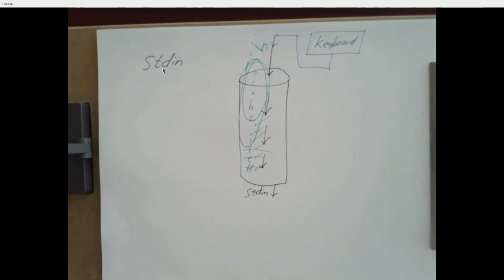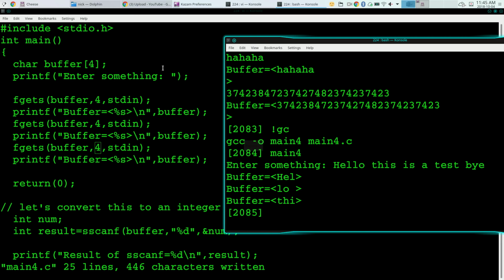So if we type this big long string, right, that doesn't fit in the buffer, the first time we call fgets, it picked up the first 3 characters. But then when we called fgets again, it didn't wait for me to type more stuff because it already has stuff in this pipeline.